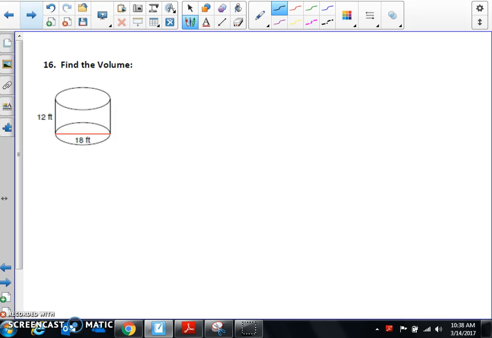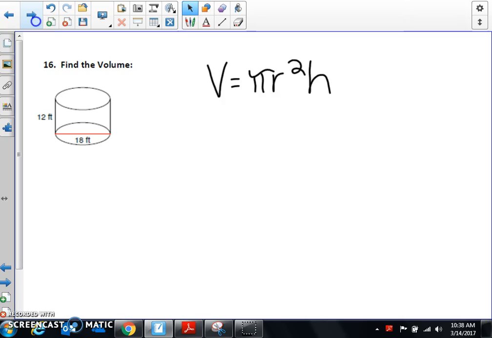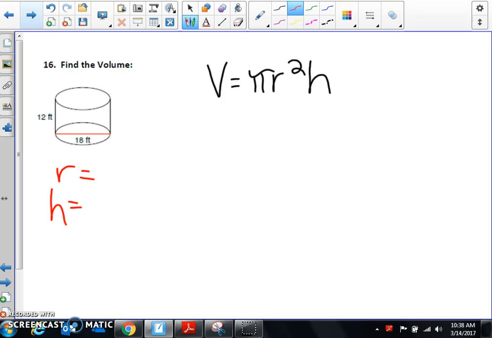Find the volume. Okay, once again, I go directly to my formula sheet, and I see that the volume of a cylinder is pi r squared h. All right, let's do radius and height. My height is 12. I should see that immediately. My radius, they gave me the diameter. So remember, I've got to cut that 18 in half to get the radius. So the radius is 9.